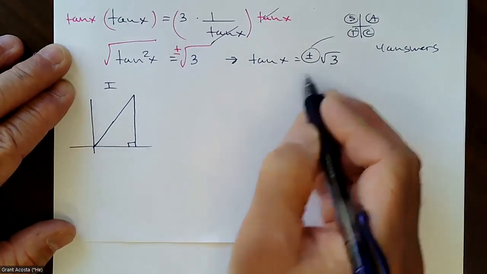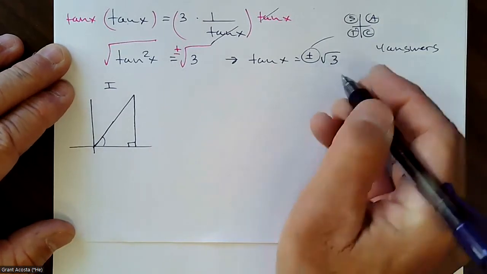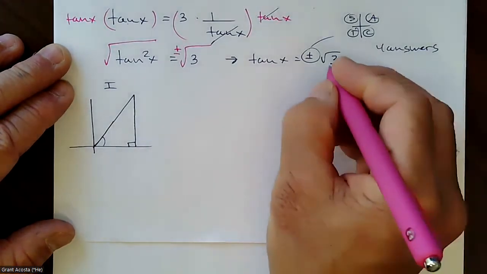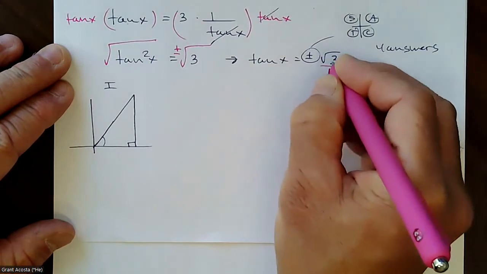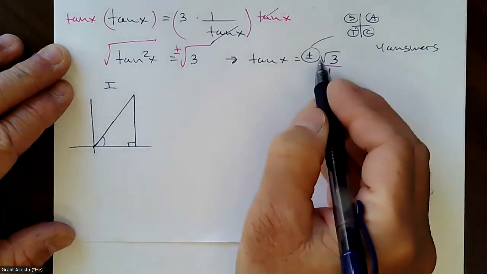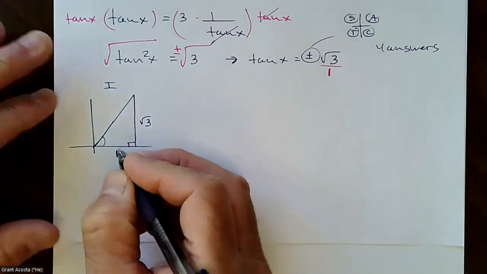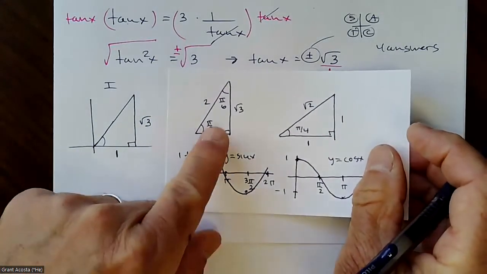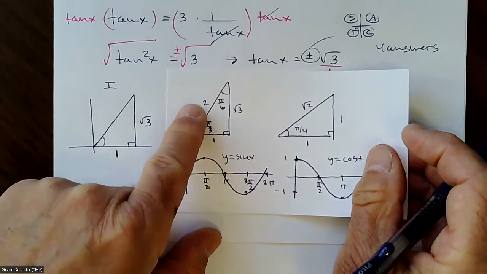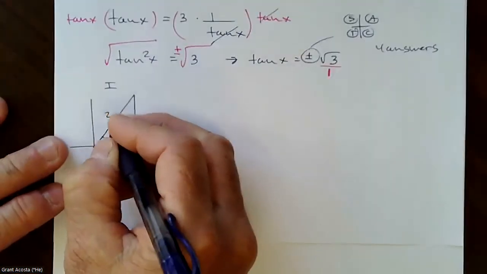Because if you think of tangent, you usually think of opposite over adjacent, and all we have is root 3. So the trick is to just think of this as root 3 over 1. Root 3 over 1 is the same as root 3. But then it helps me because I've got opposite over adjacent, and that is precisely our special triangle. The hypotenuse happens to be 2, but more importantly, this angle is pi over 3.